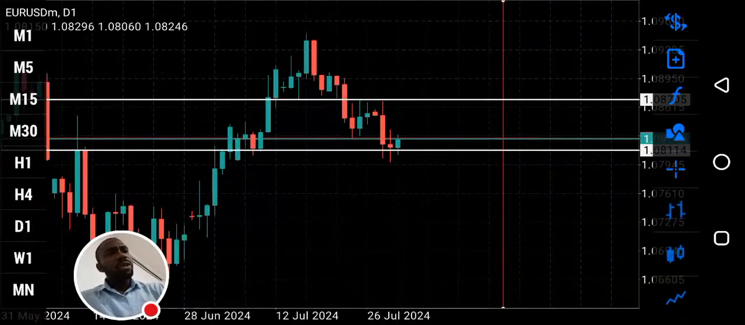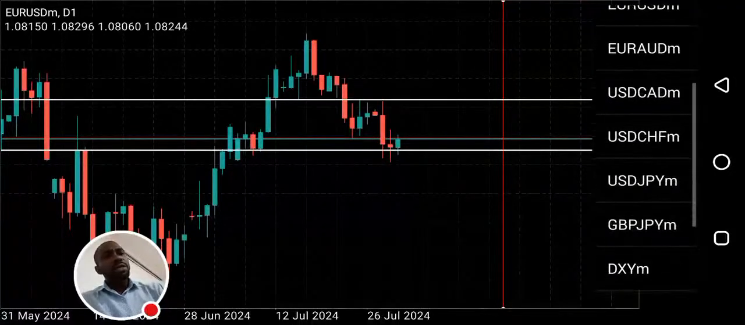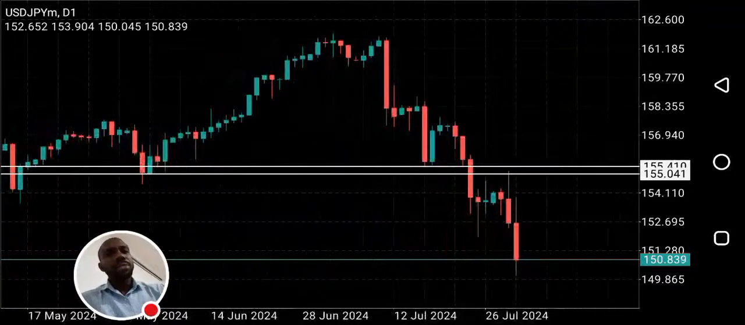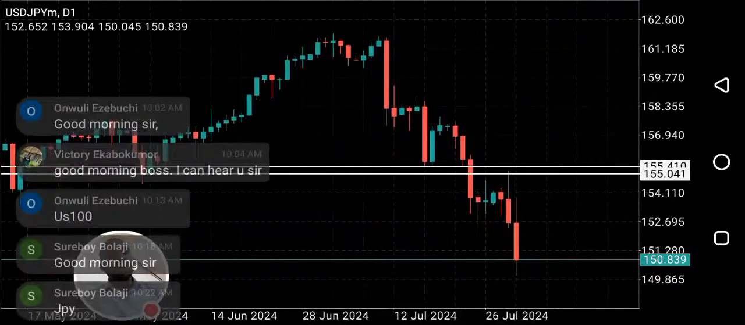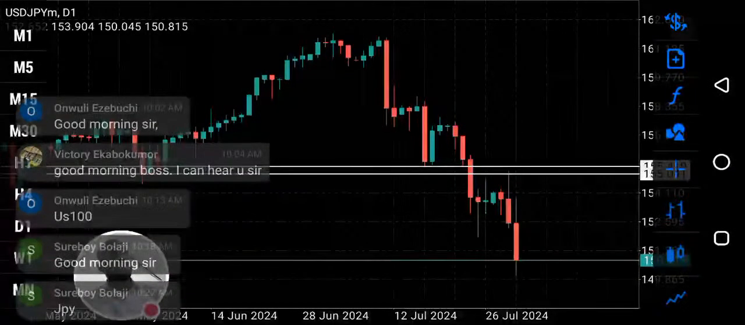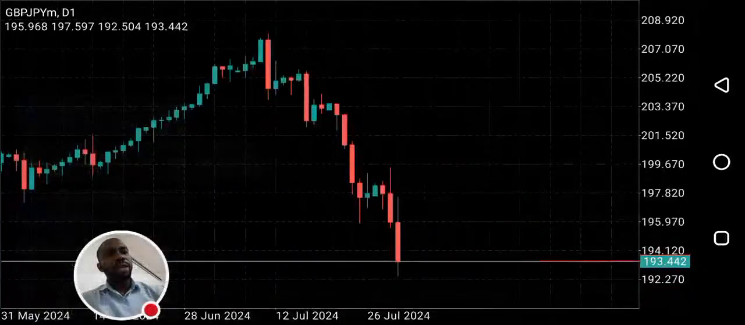Okay, let's just look at one of the JPY pairs, USD JPY. USD JPY is bearish. It's been bearish since Monday and it is still bearish. I told you guys on Monday that USD JPY would be bearish and GBP JPY would be bearish, so it is still bearish. Let's see GBP JPY. GBP JPY also is bearish.